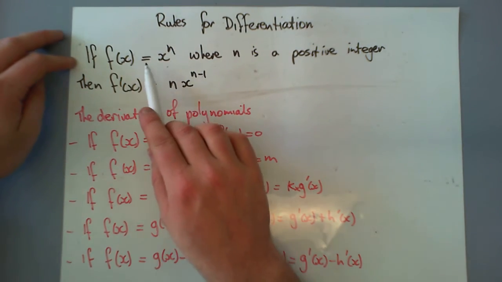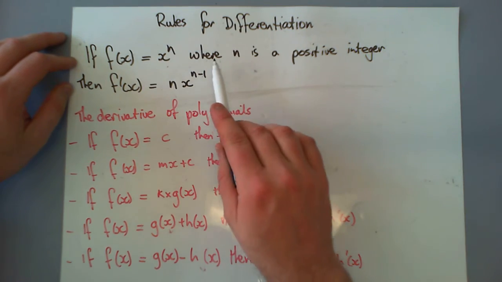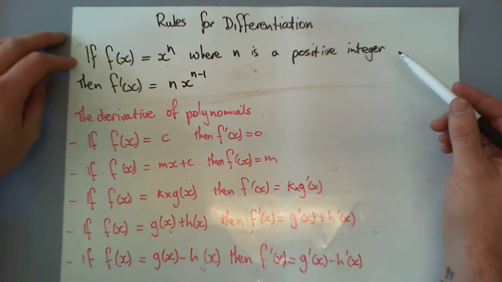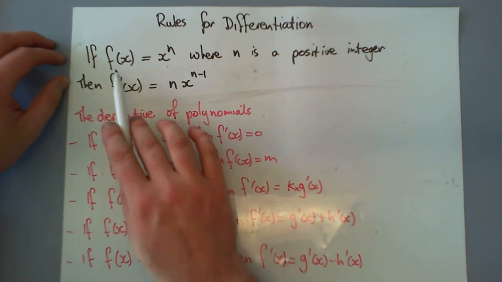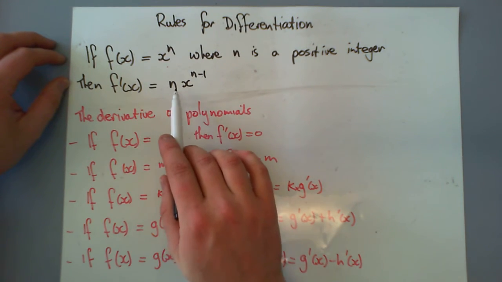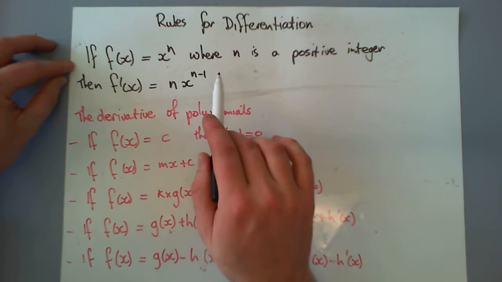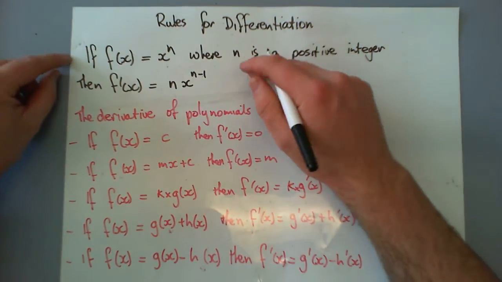Our first rule is: if f of x, our function, equals x to the power of n, where n is a positive integer, so just a positive whole number, then f dash of x, our derivative, is equal to n times x to the power of n minus 1. So what does that mean?